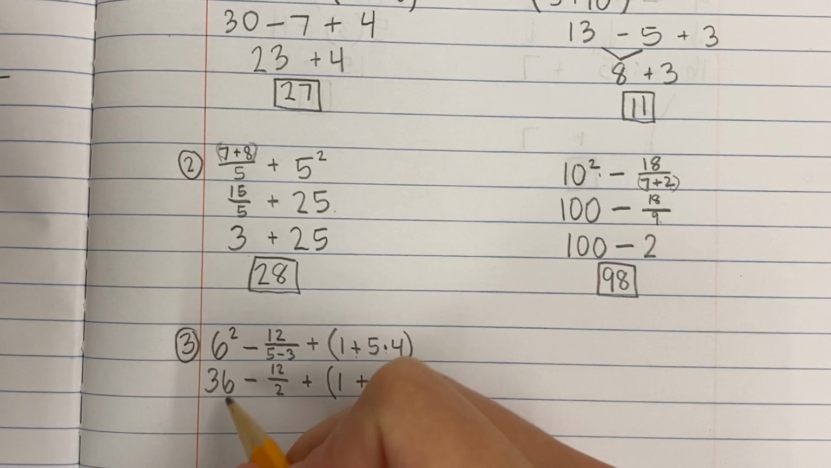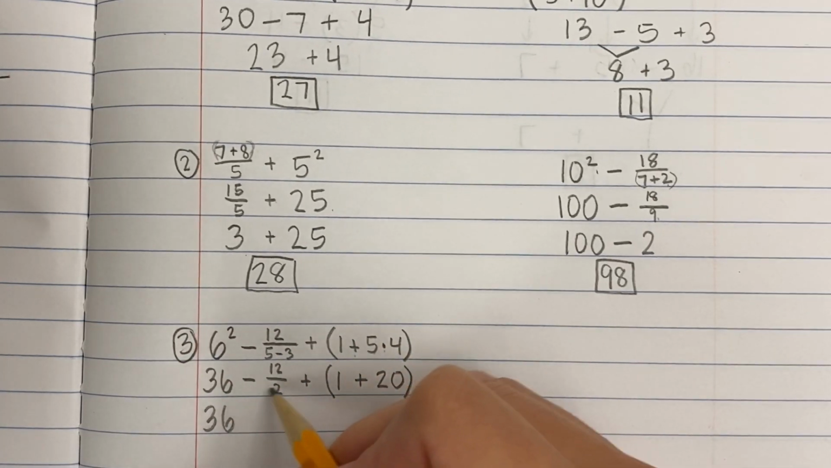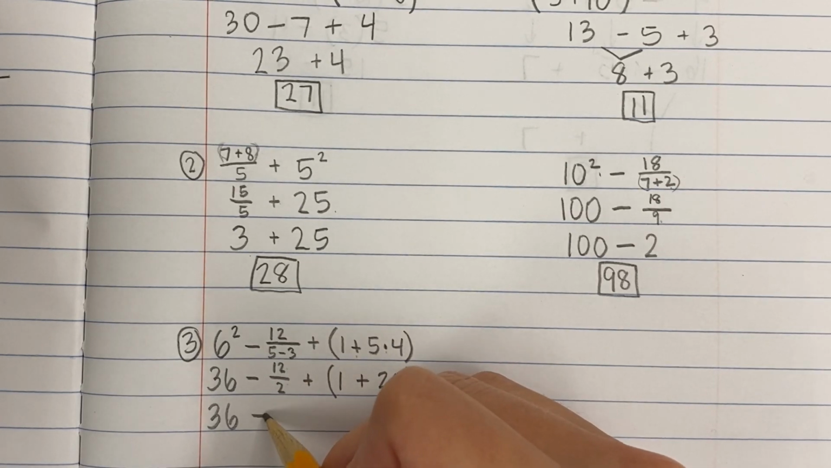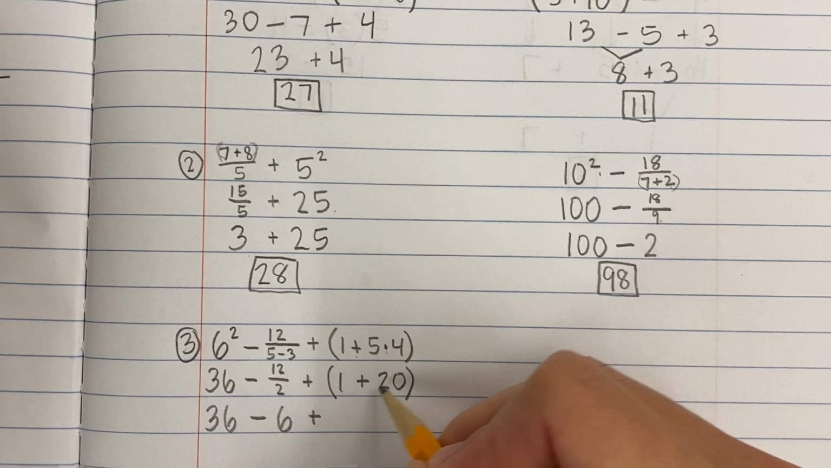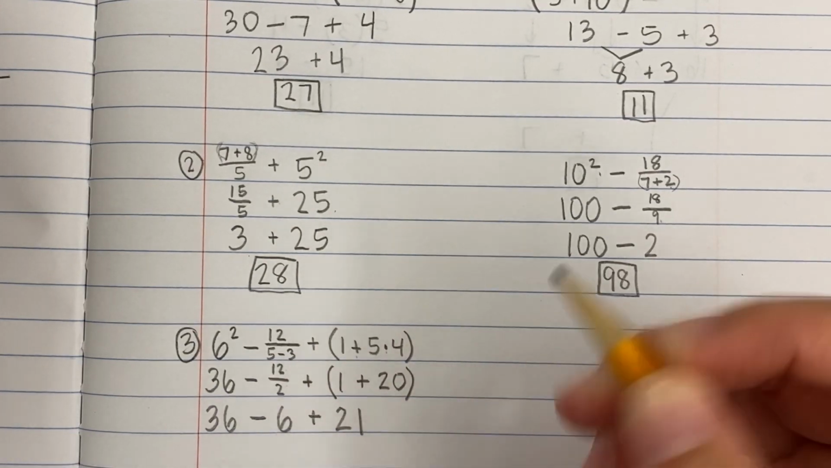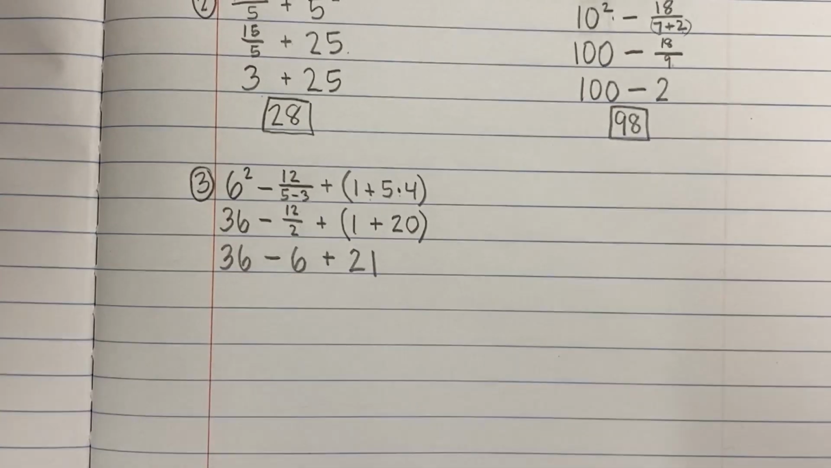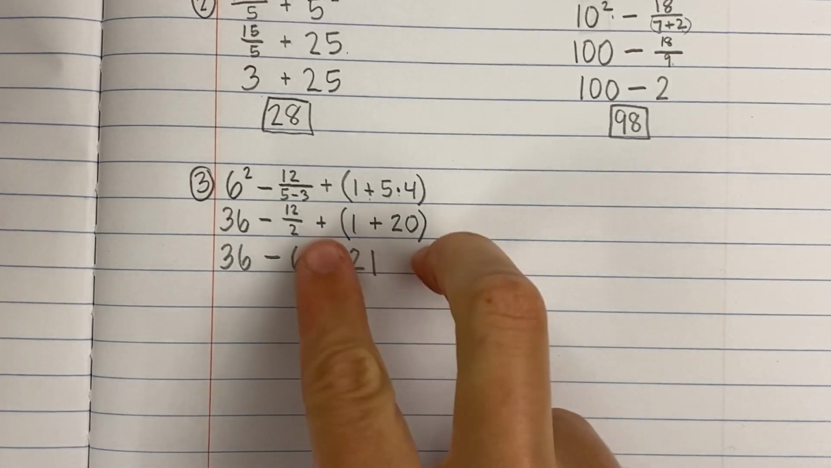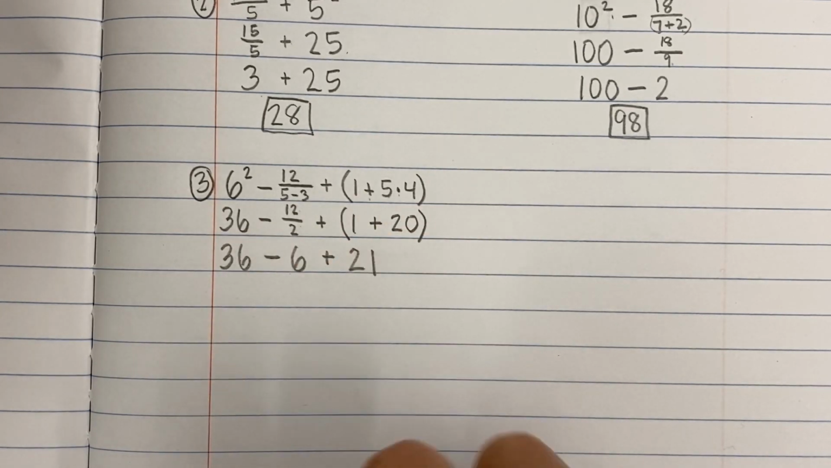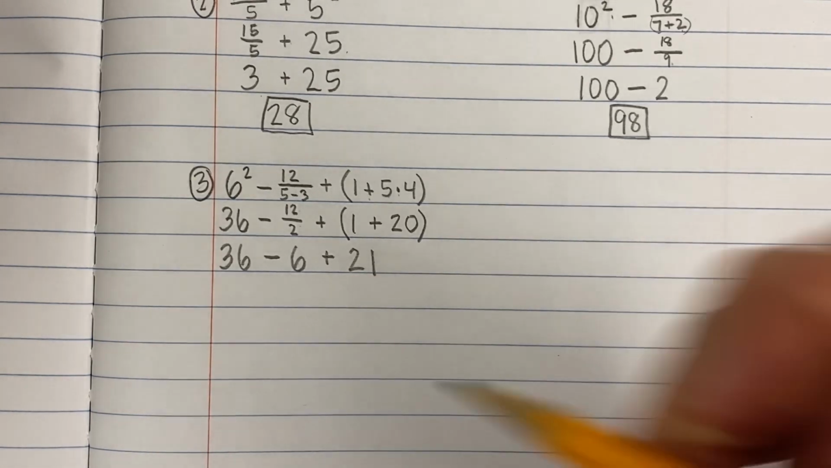Okay, let's keep simplifying. There's nothing to simplify on the 36, right? That just gets brought down. It's just a number. 12 divided by 2 is 6. And this is 1 plus 20. That's 21. And notice I only lose those parentheses now that it's just one number, right? Like here, I still copied the parentheses because it was still grouping this 1 plus 20 together. So now that it's just all together and it's just one number, I can go ahead and eliminate the parentheses.